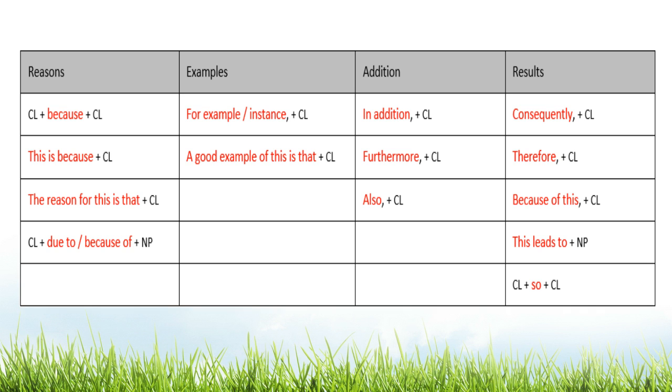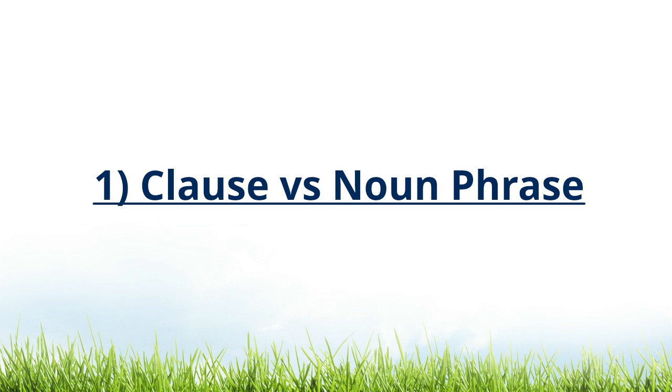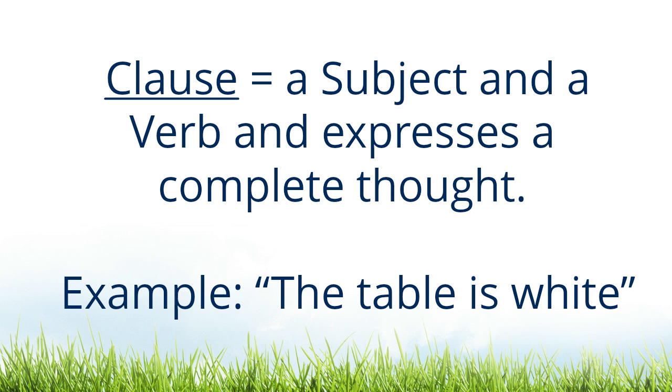I want to talk about 2 important things related to using these cohesive devices properly. Firstly, in the list, you see CL and NP. CL stands for clause and NP stands for noun phrase. Put simply, a clause consists of a subject and a verb and expresses a complete thought. For example, the table is not a clause because it contains no verb, but the table is white is a clause as it has a subject, which is the table, and also a verb, which is.